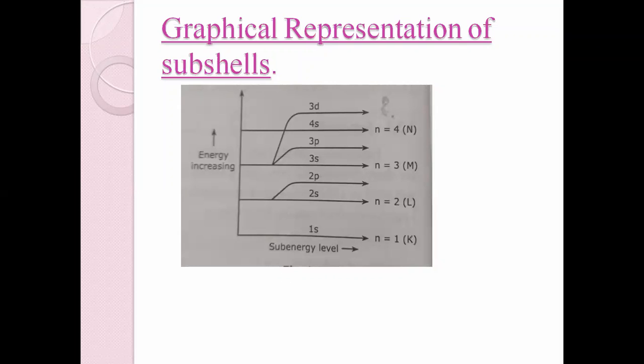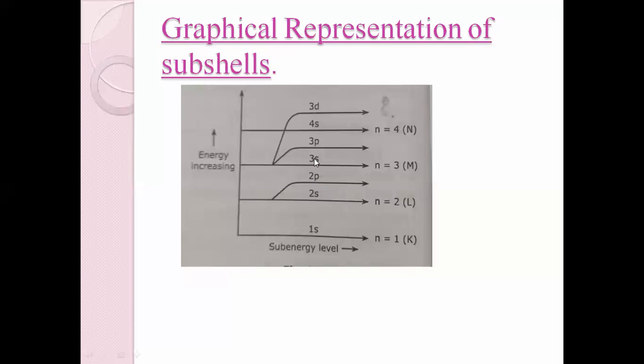This is the graphical representation which we did yesterday. The graph is plotted as increasing energy versus sub-energy level. So as the number of shells increases, as the shell size increases, the energy also increases. When n is equal to 1, which is the K shell, it is the 1s subshell or 1s orbital. When n is equal to 2, it is the L main shell, which consists of 2s and 2p subshells in it.